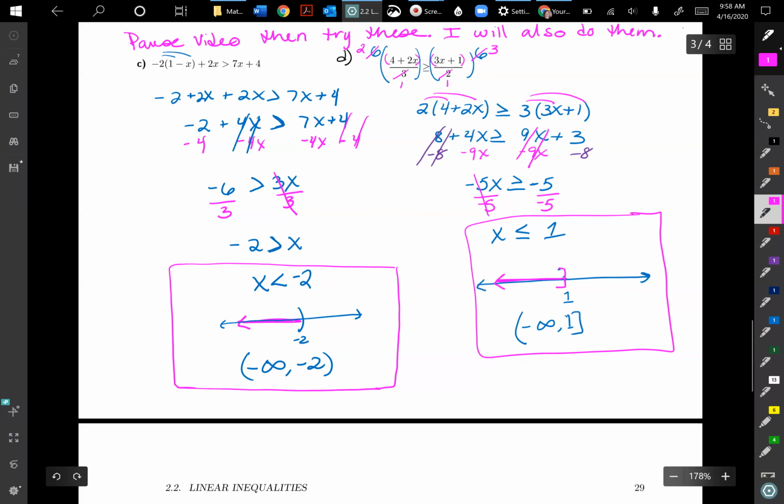So that's it for part 2. I'm going to make a separate video for part 3. We'll look at tripartite inequalities, which are trickier. Sometimes I call them sandwich inequalities. So this one's getting a little bit long, so we'll stop there.